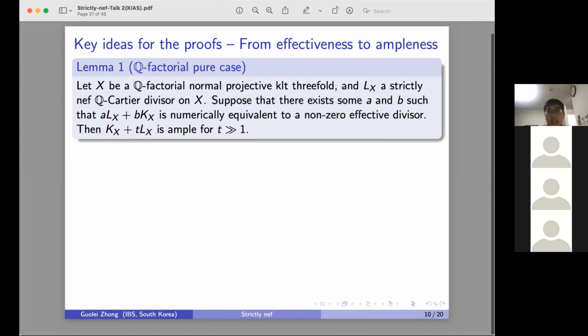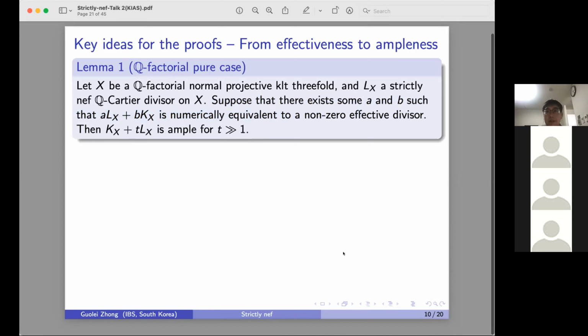So we only need some linear combination aL_X + bK_X to be numerically equivalent to an effective divisor. Also note that we don't have any requirements on a and b: either a equal to 0, a smaller than 0, negative, positive, doesn't matter. We only require some linear combination is numerically effective. Then we can show that K_X + tL_X is ample. So this is the most general form we can develop.